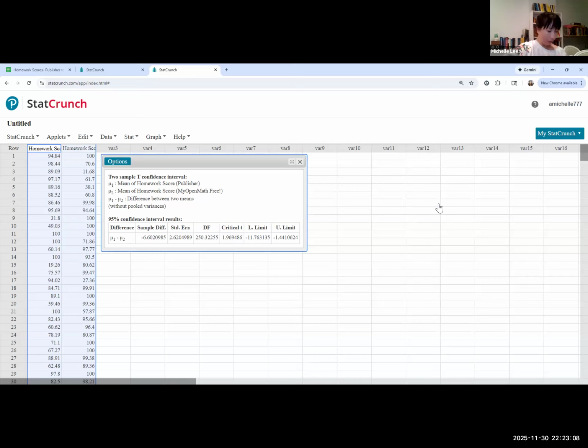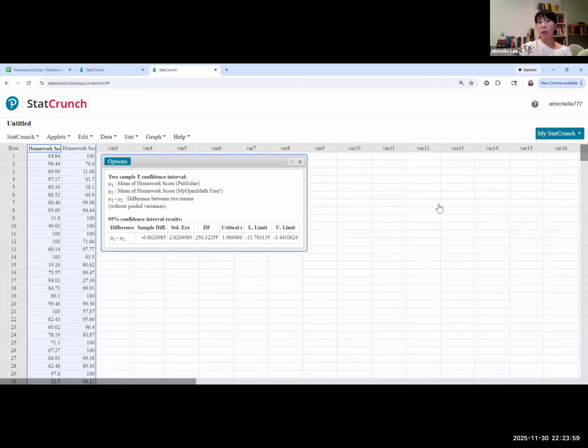You want me to write down everything for you? We can just use the textbook, right? So the first one, what was it? That's the publisher, right? So the mean of the publisher, they talk about the percentage point. Using that lower limit and upper limit, we are using just the numbers 1.4 and 11.7 percentage points lower than the homework grade using My Open Math. It's good, right?